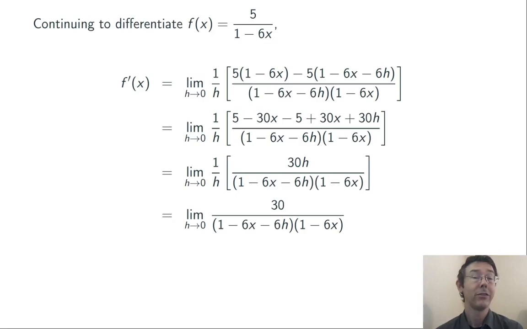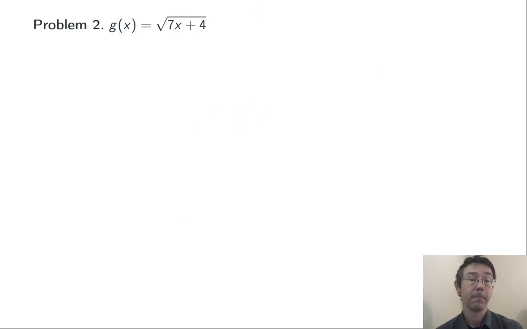And I'm in a situation where I can just substitute in h equals 0 to evaluate the limit. The denominator here will no longer be 0. Overall, I get that the derivative of 5 over 1 minus 6x is 30 over 1 minus 6x quantity squared.